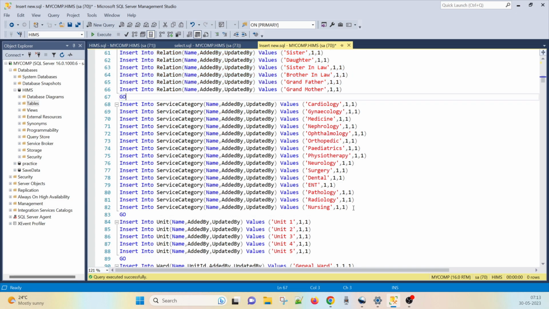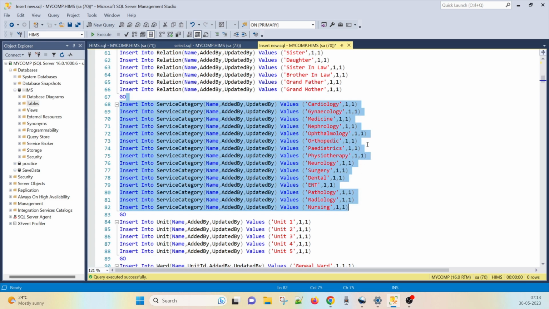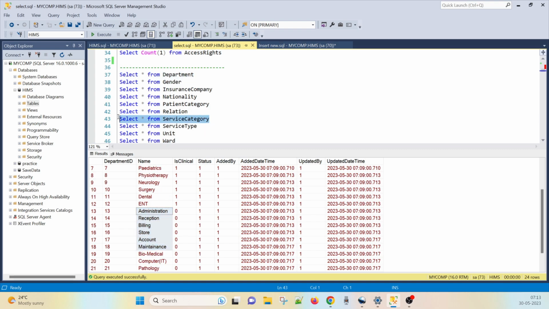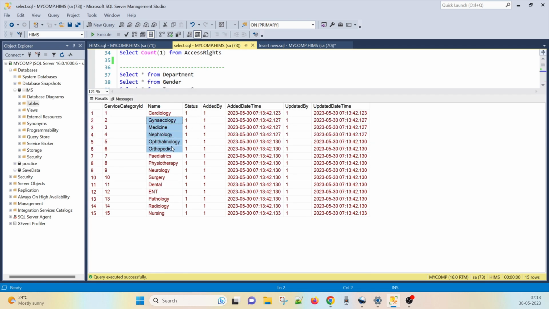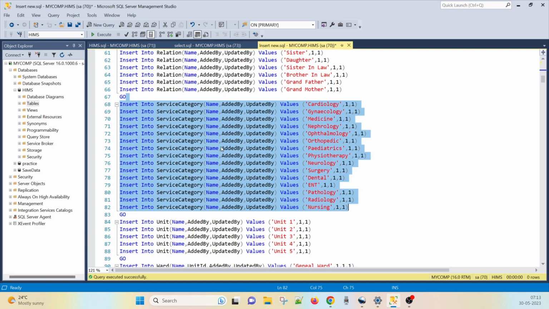And service category. As I said, some services come into the pathology category, and some of the services are related to the nursing department. So those are categorized in a different way. That's why I created the table as service category. Means what are the tests, X-ray tests, then sonography tests come into radiology. So I am inserting those records. So for service category, you will see here, yes, these are the records. Cardiology, gynecology, medicine. So you are getting these records in the table.